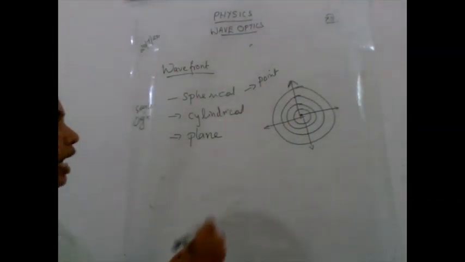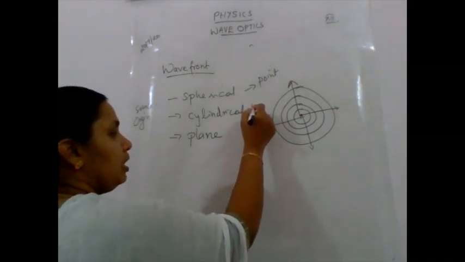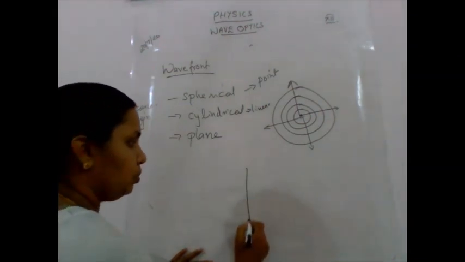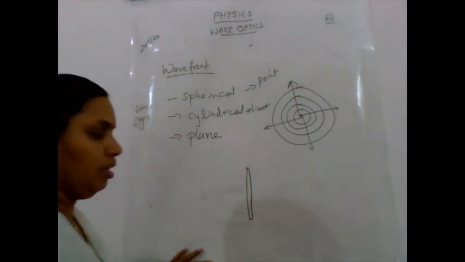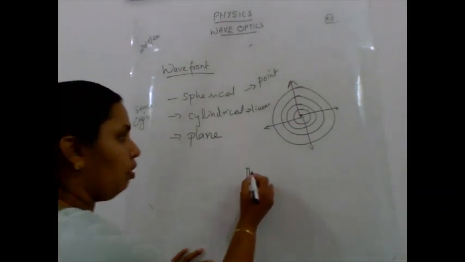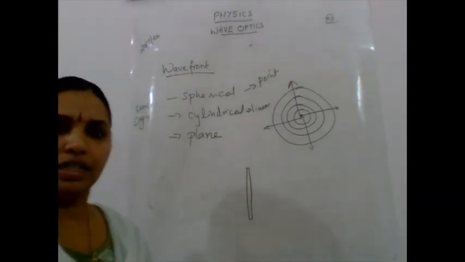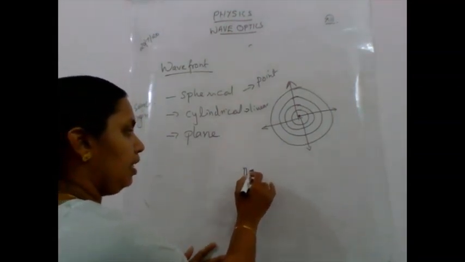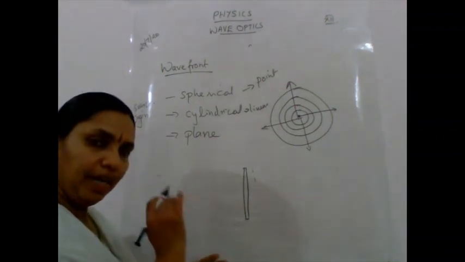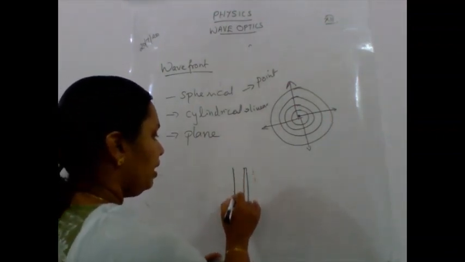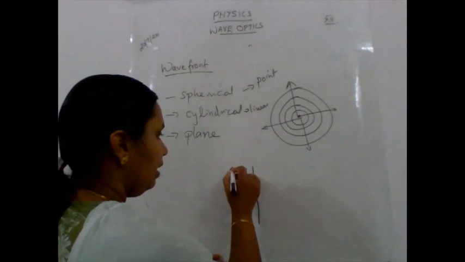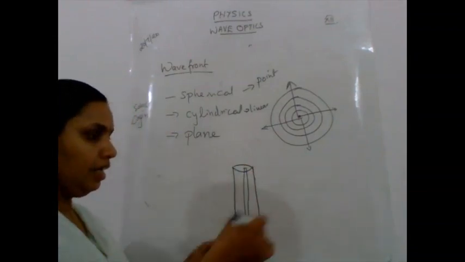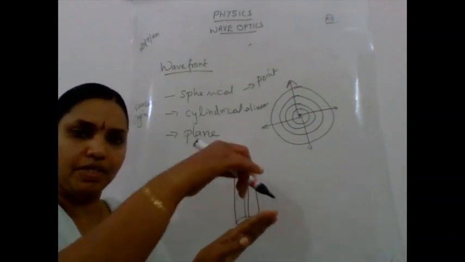And cylindrical wavefront, if the source is a linear source, that is, this is the source here. How will the wavefront be? All the particles will vibrate, isn't it? Here, this particle. If we join those points, how will you get it? You will get a wavefront like this in the form of a cylinder, isn't it? Here we are considering only two dimensions.